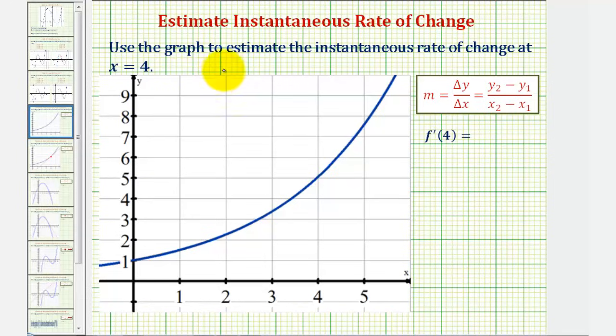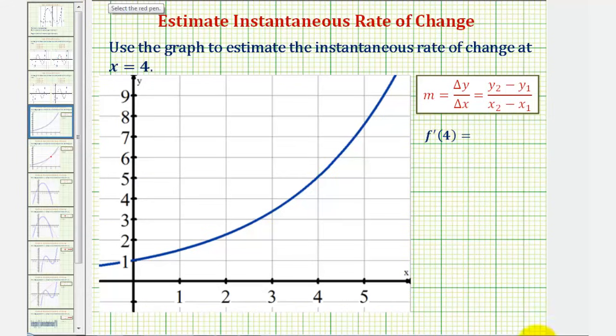We want to use the graph of f of x to estimate the instantaneous rate of change at x equals 4. The instantaneous rate of change of the function at x equals 4 is equal to the slope of the tangent line at x equals 4. It's also equal to the derivative function evaluated at x equals 4, or f prime of 4.